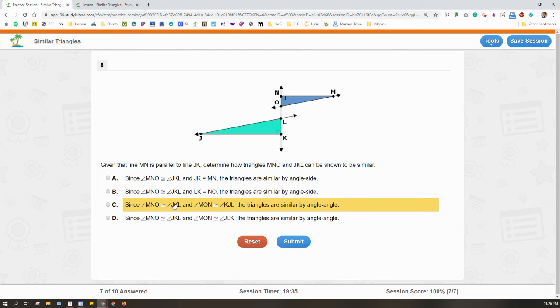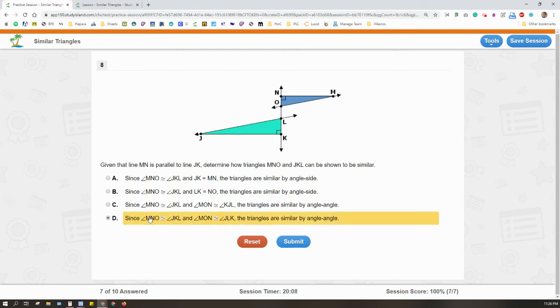C, since angle MNO is congruent to JKL, and again, those are the right angles, so we're good, and MON is congruent to KJL. Let's look for that one. MON is M to O to N, that's this one right here, is congruent to KJL. KJL, is that one over here? Congruent to this angle right here? No way. I mean, they don't even look similar. This one's much larger than this little tiny skinny one over here. So the only answer left is D, and that had better be the answer.